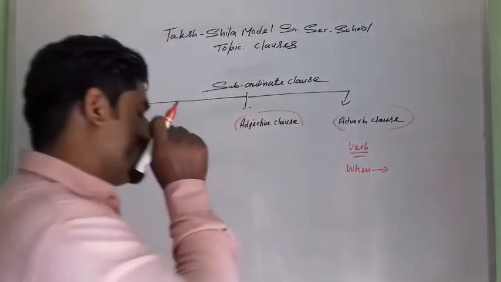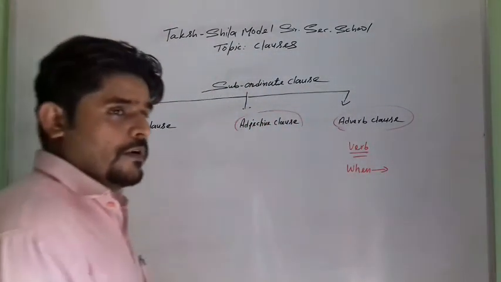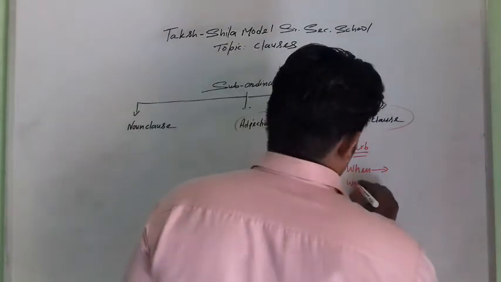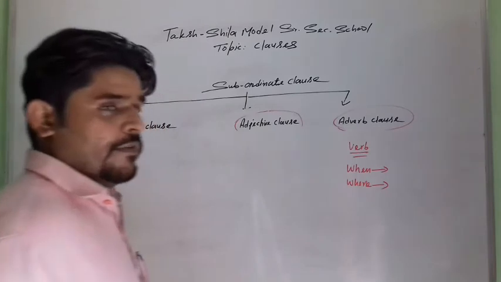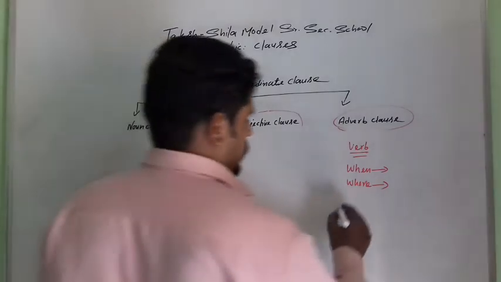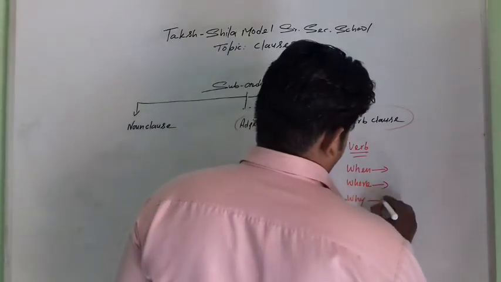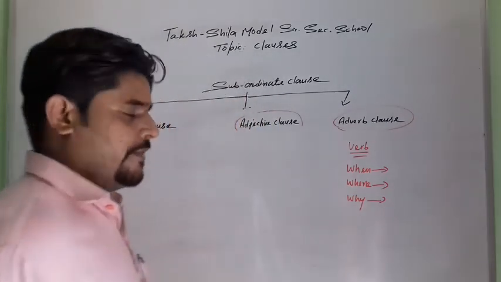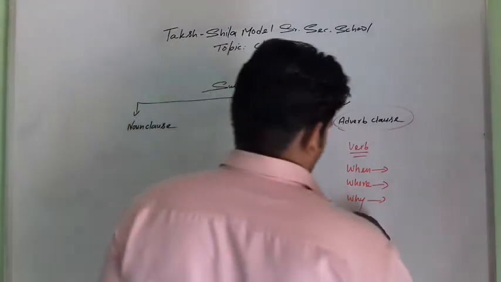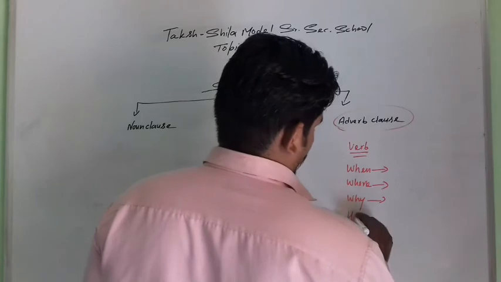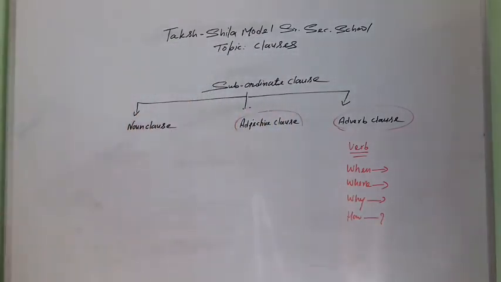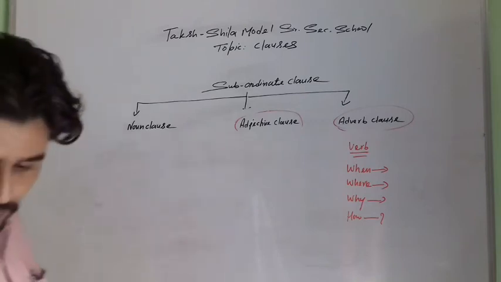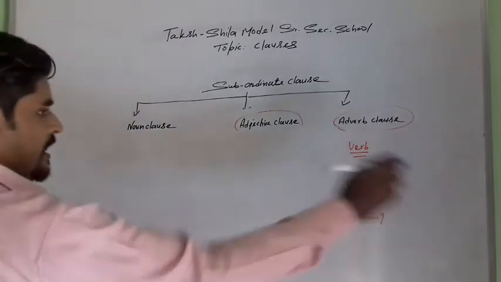When you ask the verb when and you get the answer, this is called an adverb clause of time. When you ask the verb where and you get the answer, this is called an adverb clause of place. When you ask the verb why and you get the answer, this is called an adverb clause of reason. When you ask the verb how and you get the answer, this is called an adverb clause of manner. So let me write an example on the board so that we can understand it.